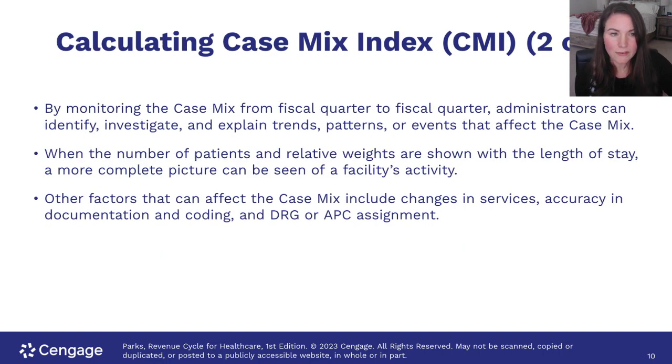Okay. If administrators are monitoring the case mix index each quarter, then they can look at and explain patterns or events that affect the case mix, like during flu season or if there's a natural disaster like a hurricane. If they can also see the patient's length of stay, then they can really get a good picture of their facility's activity. Other things that can affect CMI are changes in services. So if they stop offering a certain procedure that they did a lot of, then obviously that's going to affect that number. Accuracy in documentation and coding and DRG or APC assignment will also affect that number.